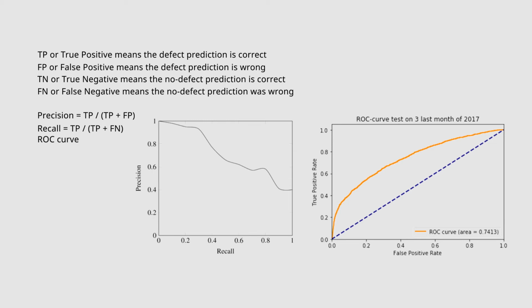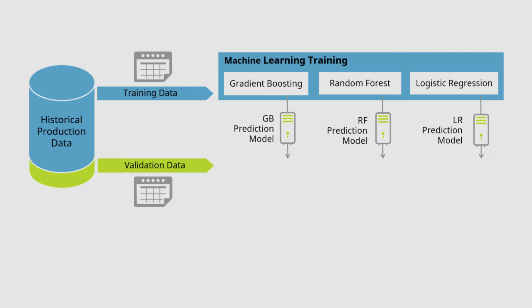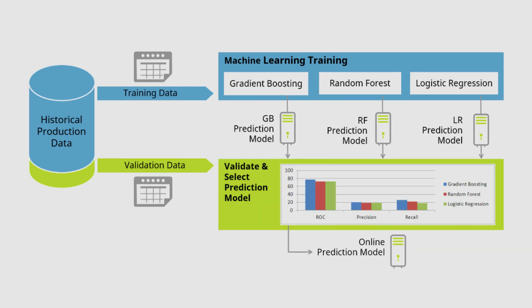The receiver operating characteristic curve, or ROC curve, summarizes the false positive rate, the x-axis, versus the true positive rate, the y-axis. The higher the surface under the curve, the better the prediction model. The prediction key performance indicators are used to select the best prediction model to be used for operational prediction.